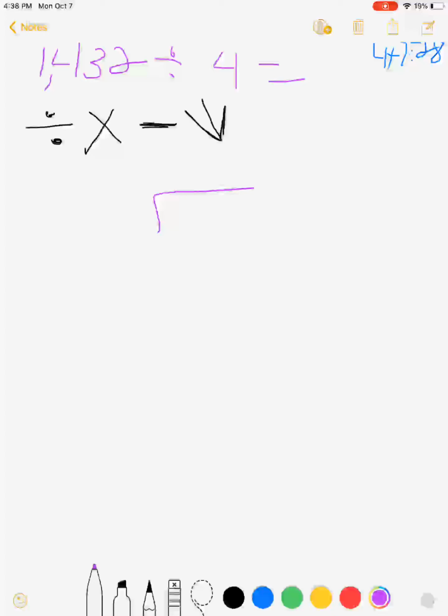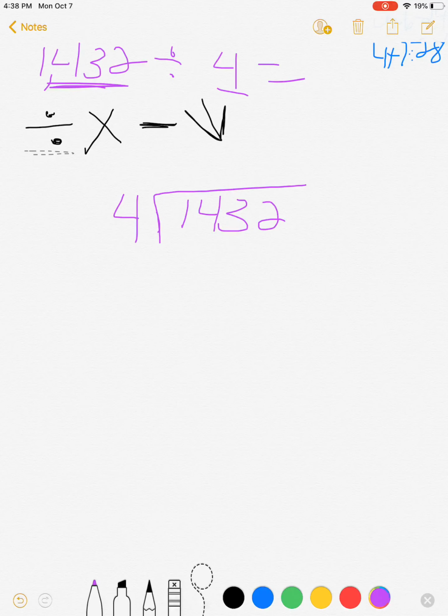So let's set it up. The divisor goes on the outside. The dividend goes on the inside. The first number is the dividend, and the second number is the divisor. All right, smart apples. First thing we do is divide here, okay?